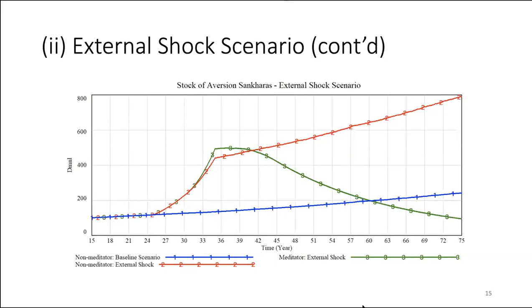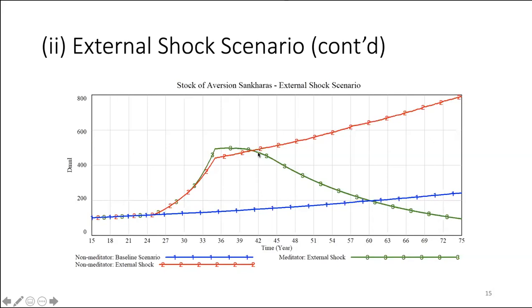Now, looking at this compared to the previous case, the blue curve is basically a non-meditator going through life as usual. And here I'm showing the stock of sankharas of aversion. Now, the red curve shows the situation under this external shock. And obviously, throughout this 10-year period, we can see a much more pronounced exponential growth in the accumulation of these sources of misery.